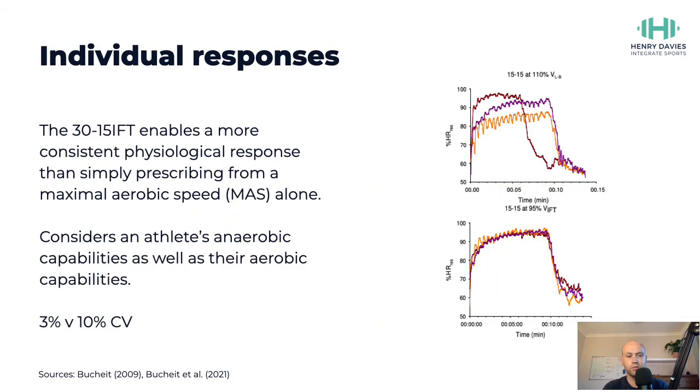Okay, in terms of individual responses, one of the really big positives of it is this individual response, and this is all the amazing work from Martin Buchheit that he's been doing over the last 20 years in this test. As you can see on the right-hand side there, this shows 3 different handball athletes performing on the top graph there. A 15 on, 15 off type interval session, very typical, using what is effectively a maximum aerobic speed test.